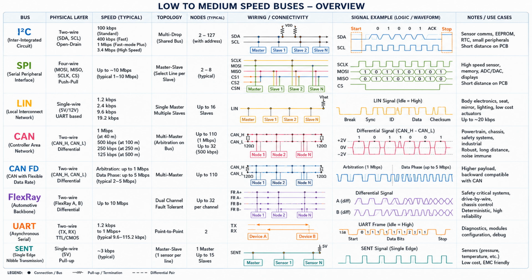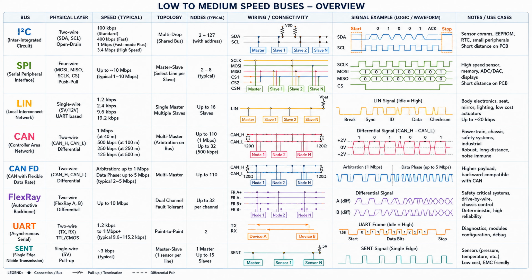UART is point-to-point communication that is used for debugging, bootloaders, module communication, and diagnostics. Common baud rates include 9600, 115200, and higher. Its simplicity makes it universal across embedded systems.